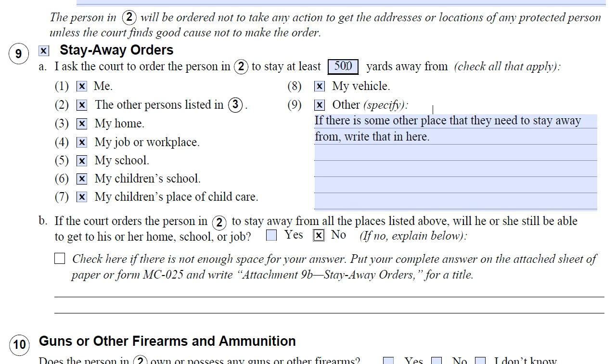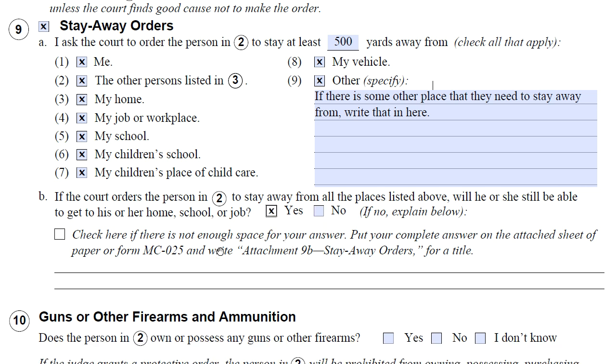Sometimes the judge can reduce this so that they're still ordered to stay away from you and be allowed to come and go from their home. If they live far away and they don't work anywhere near you, and they still can go about their daily business, even if they have to stay away from you, then you can just mark the box for yes.